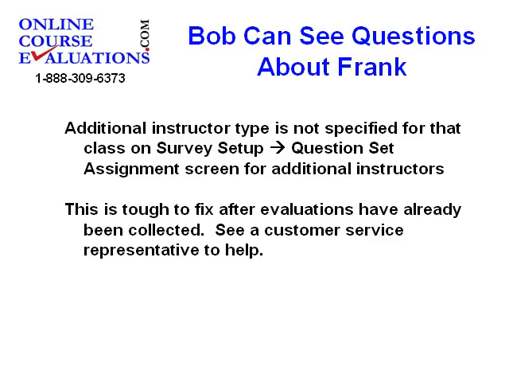Bob can see questions about Frank. This is because we didn't go to survey setup, assign question sets, and choose the instructor questions, and then assign the instructor questions. What basically the system did was it assumed that the questions that you had earmarked for Frank could be visible by Bob, and Bob was the additional. This is a necessary step. It's going to be difficult to fix if this had happened already, but we can fix it by running some queries.